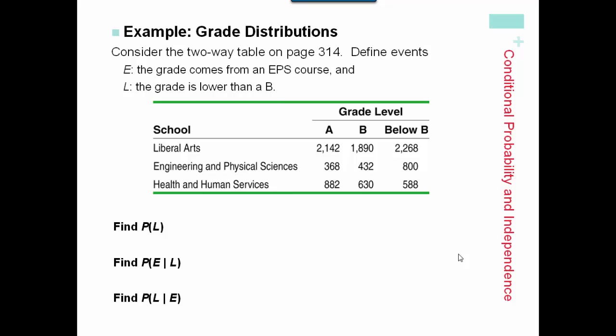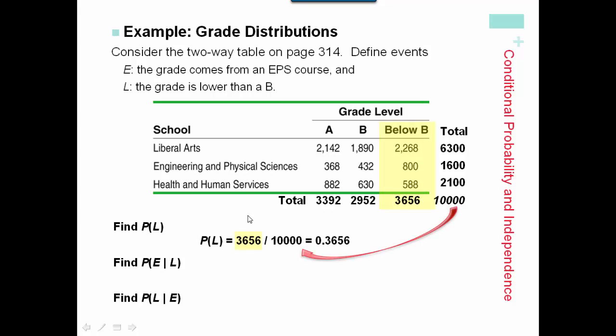Consider a two-way table. Define the events E, the grade comes from an EPS course, and L, the grade is lower than a B. So here are some probabilities. Totals are calculated. Probability of L, so that would be below a B, is 3656 out of 10,000. We give it as a fraction and as a decimal.